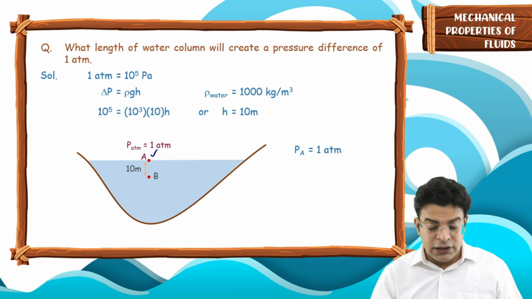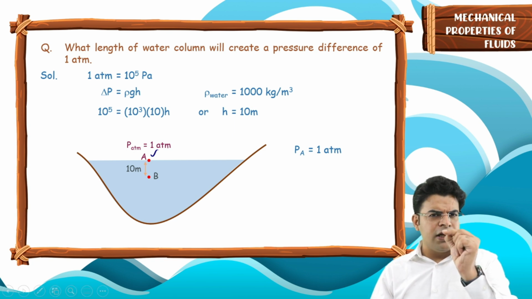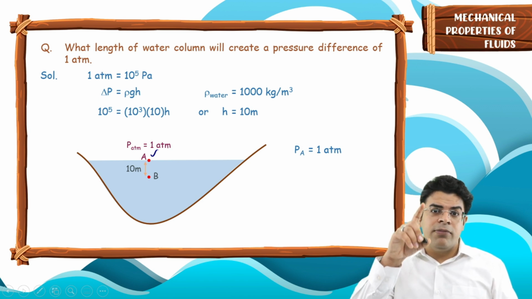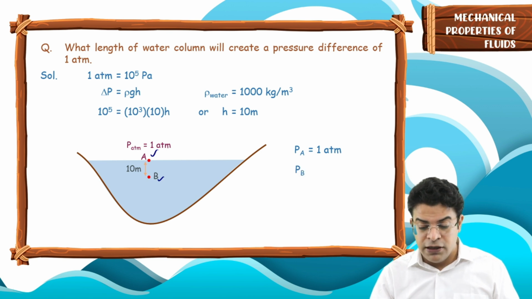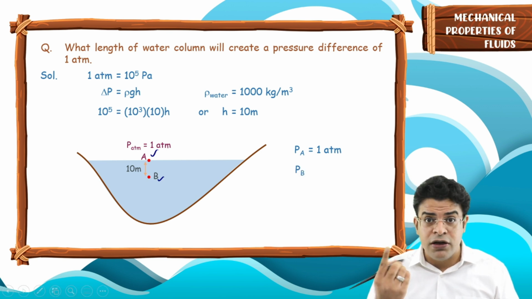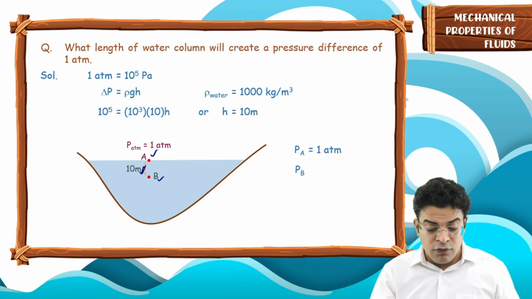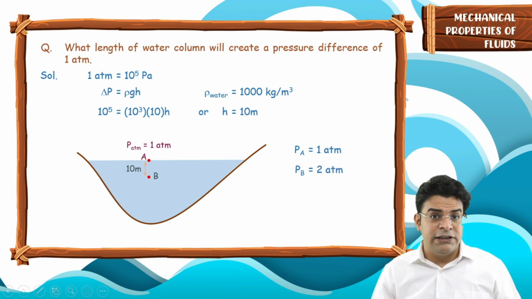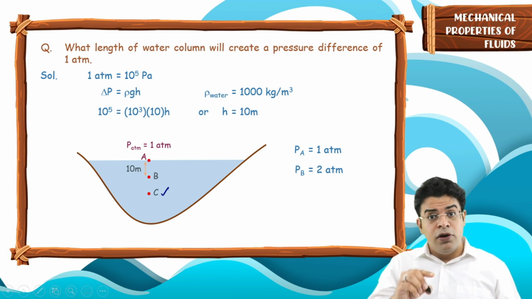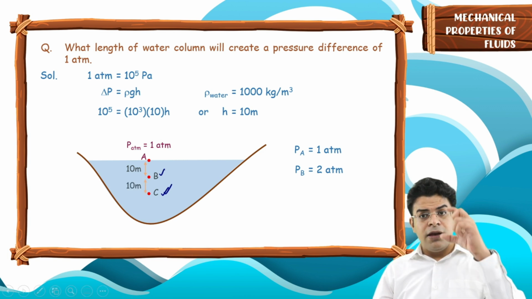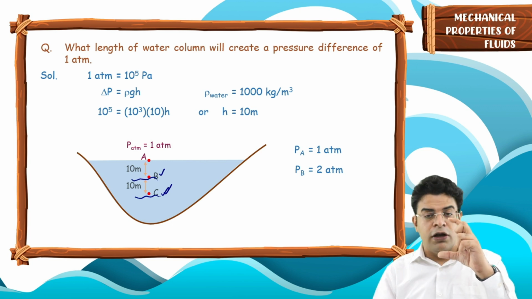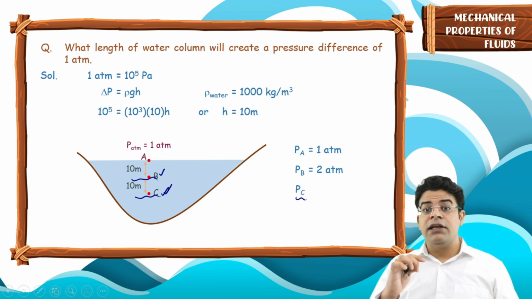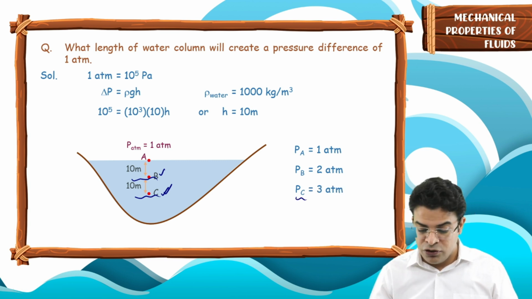So at point A, the pressure is 1 atm. On moving 10 meter down within water, the pressure will further increase by 1 atm. So at a depth of 10 meter below the surface, the pressure at point B will be 1 atm due to the atmosphere plus 1 atm due to the 10 meter height of fluid, so the pressure at point B will be 2 atm. Similarly, if you think of another point C at a distance of 10 meter below B, going from B to C, because of another 10 meter of water column, the pressure will further increase by 1 atm. So the pressure at point C will be higher than at point B by 1 atm, so you will get 3 atm.